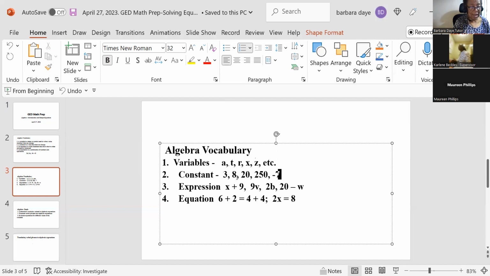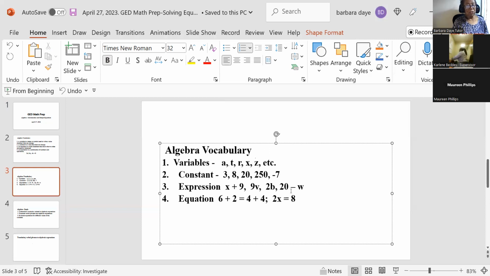Now here's some more expressions. X plus 9, 9V, 2B, 20 minus W. Now what we'll be doing, we'll be converting some of these verbal expressions to the algebra expression. Like if I said, how would you write a number less than W? Well, 20 minus W is a number less than W. That means you're subtracting. And we'll look at some of those later.